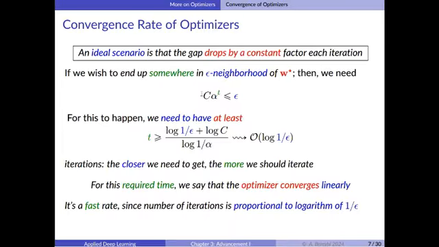Okay, if you take the logarithm of both sides, you would have log of c plus t log of alpha less than or equal to log of epsilon. Logarithm is an increasing function, so it would not change the direction of this inequality. If we move log of c to the other side and then multiply everything by -1, we would have this equation.